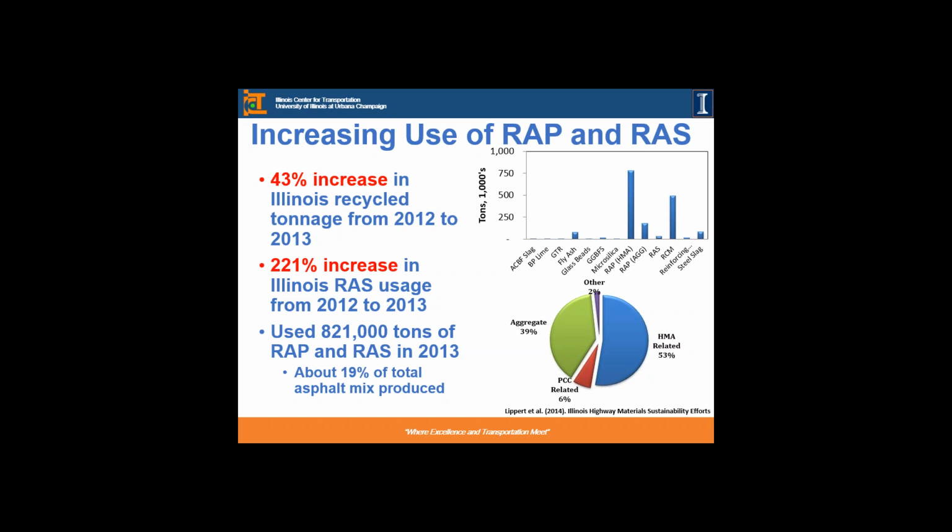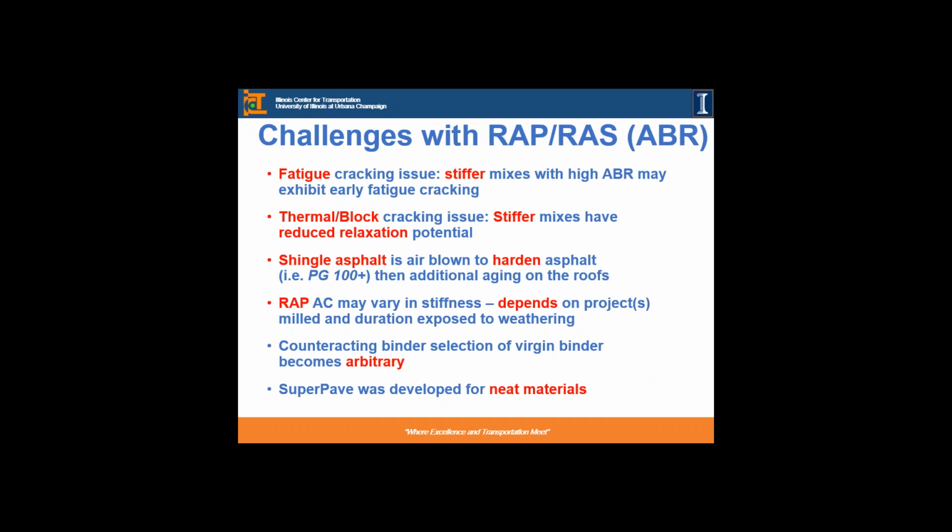That is about 19% of the total asphalt mixes produced. If you think about it, an average mix in Illinois now contains 20% recycled material. This is now our norm in Illinois. And this number is very similar to the general U.S. average in terms of using RAP and RAS. We are no below or above any other states in terms of U.S. averages. So what are the issues with using recycled materials?